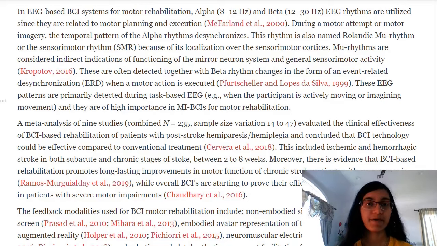So now in this next paragraph, they go a little bit deeper into the methods for how they are going to be assessing the effectiveness of the BCI system. So take a minute to read through this paragraph and then we'll go over it together. Feel free to pause the video here.